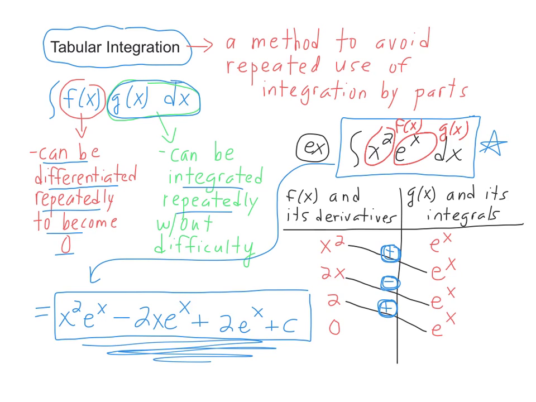Integration by parts is only ideal if you only have to do it one time. If you have to do it more than one time and you have the situation where eventually you will get 0 down here for your derivative, then you want to use this technique of tabular integration.